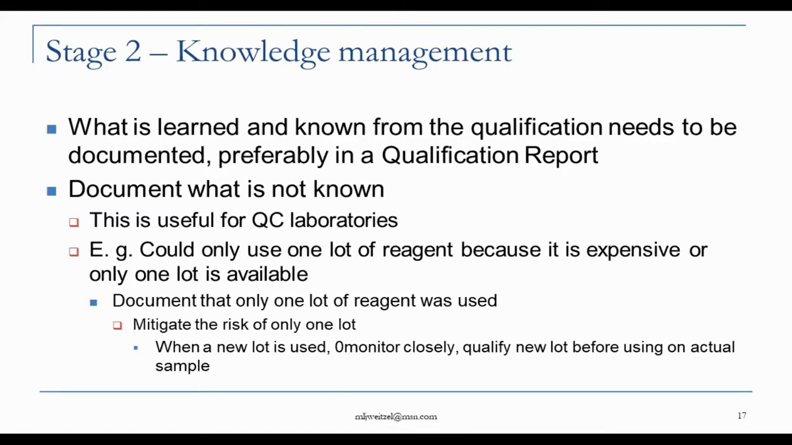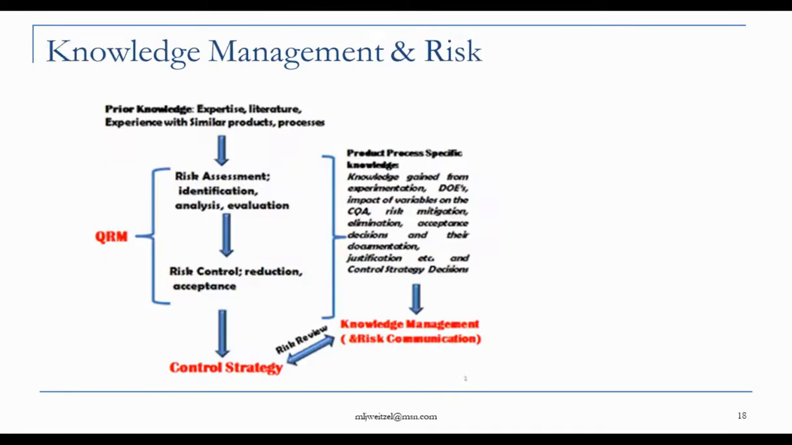For example, in the development and validation, they could only use one lot of reagent because it was expensive or maybe only one lot was available. Well, that should be documented. Only one lot was used. We don't know what will happen when you change lots. And you mitigate the risk of using only one lot. So the QC lab knows that when you have to use a new lot, they're going to have to do something. They're going to have to monitor more closely, qualify the new lot before using, or something like that. Knowledge management is very important in the life cycle approach. Knowledge management and risk, they're both very important aspects of the life cycle approach.